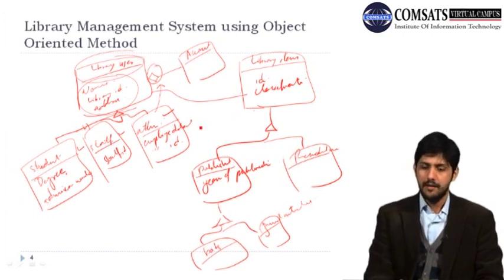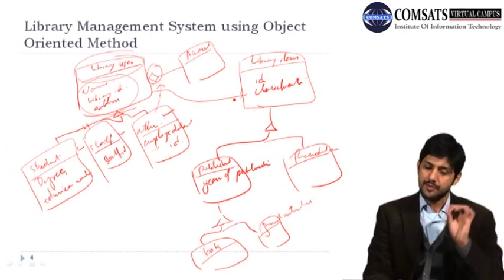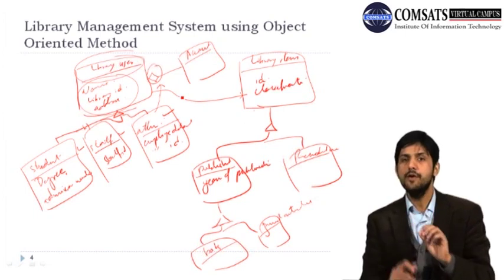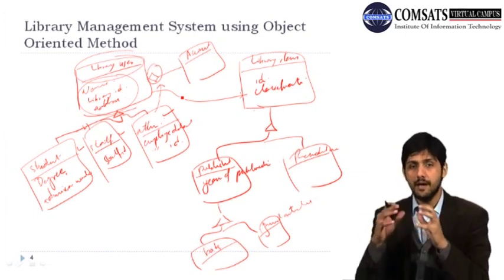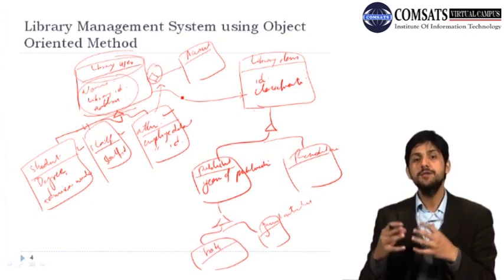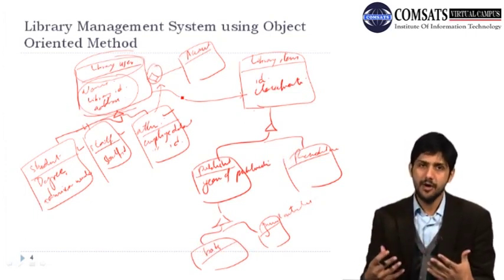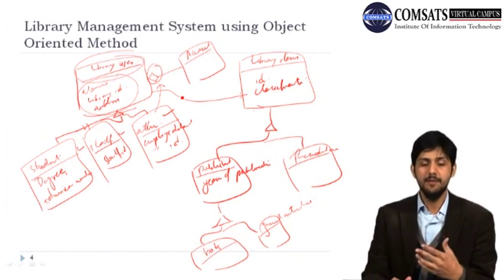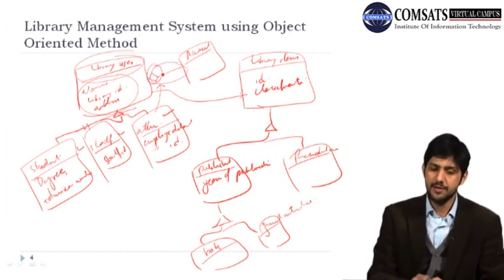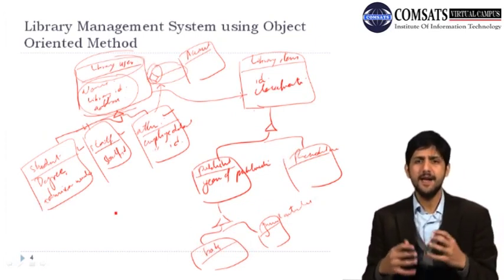Okay, and based on this, whenever the borrow request comes to this library item, first of all, the ID of the book or whatever library item the user wants to borrow needs to be checked, whether it is available with the library or not. And if it's available, then the account of the library user would also be updated using this association. And that is how we started understanding the system.